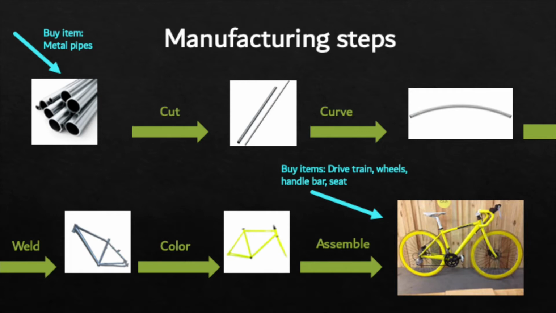The metal pipes get cut into the right length. After that they get curved and then welded in order to become the bike frame. After that, according to the customer demand, the bike frame gets colored, and in the last step the bike gets assembled with some further buy items and shipped to the customer. However, this is obviously a simplified process for the purpose of this video.